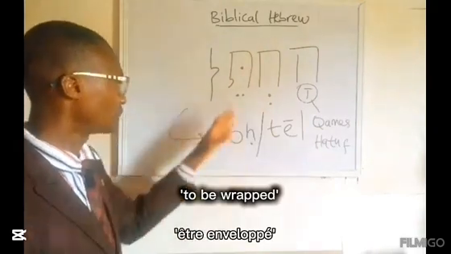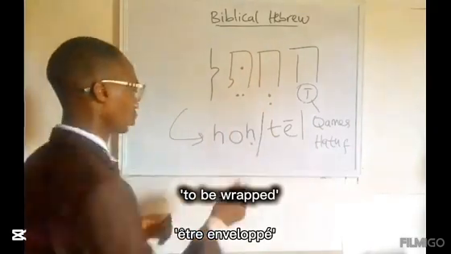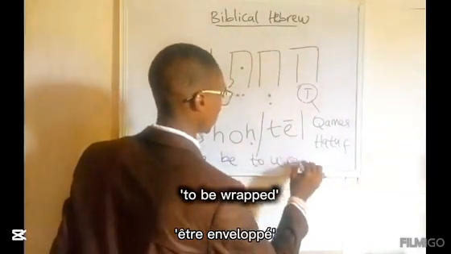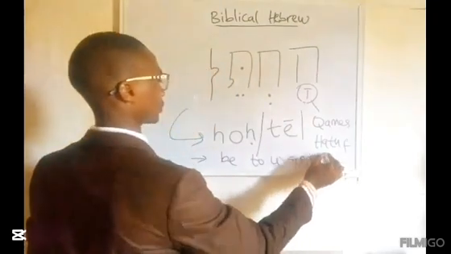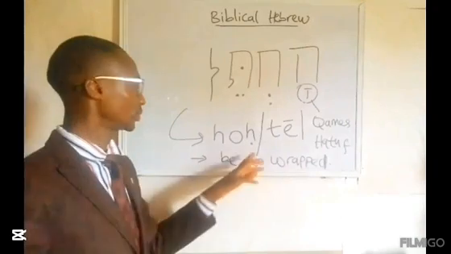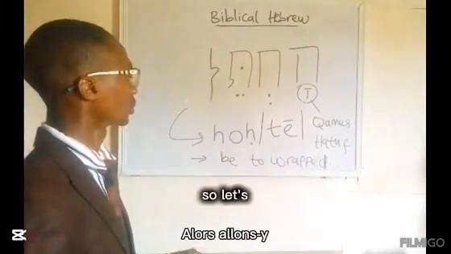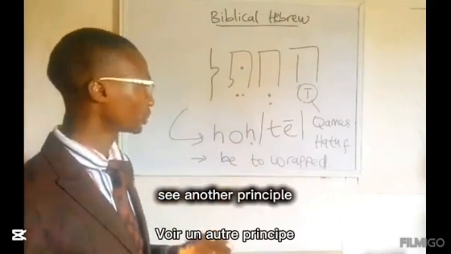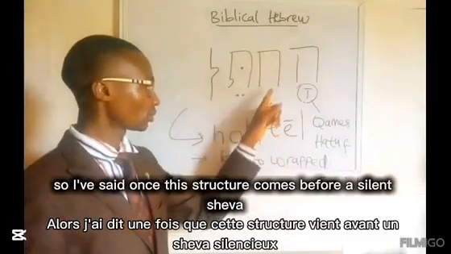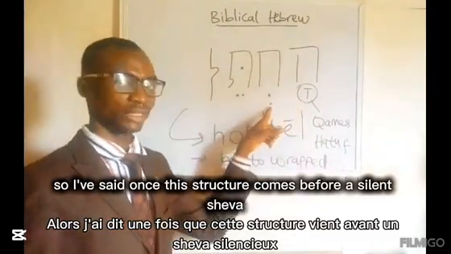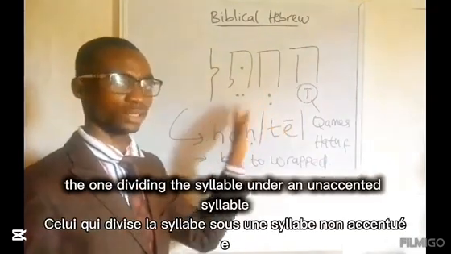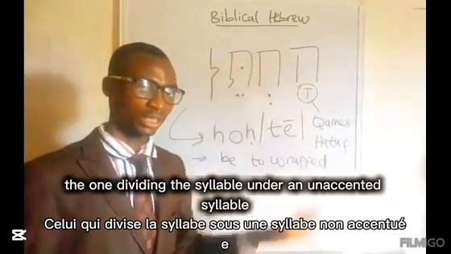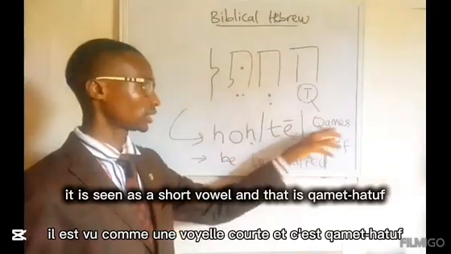Then the meaning of this word is to be wrapped. To be wrapped. Alright. So let's see another principle. I've said once this structure comes before a silent sheva, the one that is dividing the syllable, under an unaccented syllable, it is seen as a short vowel, and that is Qamet-hatuf.